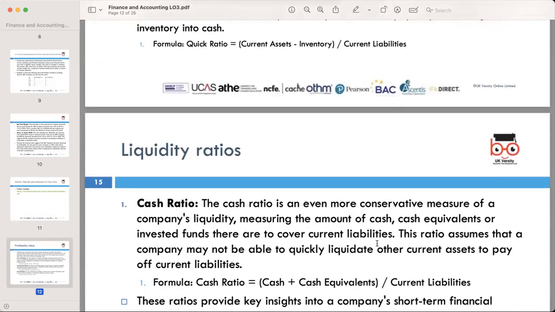So next is the cash ratio. This ratio is a conservative measure of liquidity because it assumes that a company may not be able to quickly sell or convert other current assets into cash to pay off its current liabilities. Instead, it focuses on the amount of cash, cash equivalents, or invested funds a company has to cover its current liabilities. The formula of cash ratio is cash plus cash equivalents divided by current liabilities.